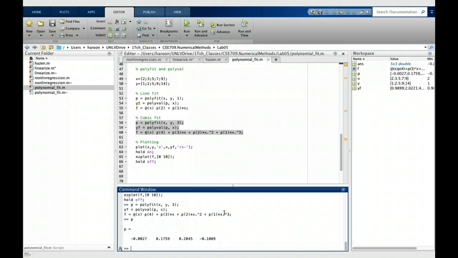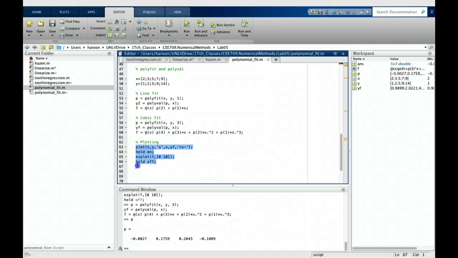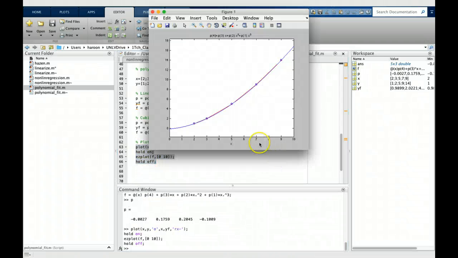So if we look at the p-values, now again this is a, b, c, d. So this is the coefficient that goes with the cubic power. This is the coefficient that goes with the squared power. This is the coefficient that goes with x, and then this is the constant value. Again, keep in mind that this is the reverse of what we saw before. Again, if we plot this, you can see that this will fit a cubic equation into the available data.